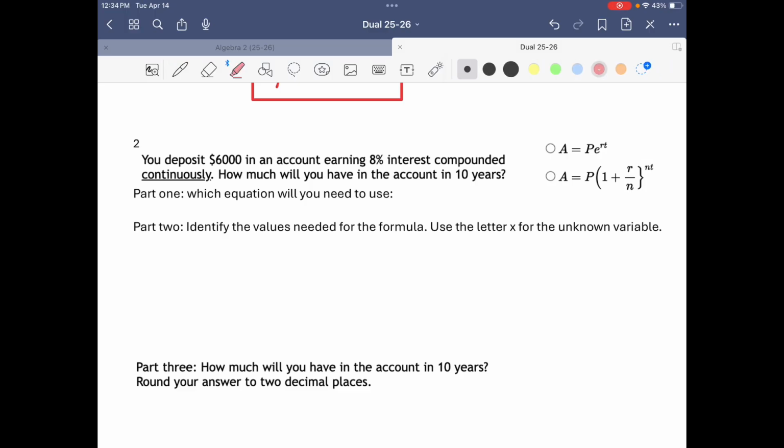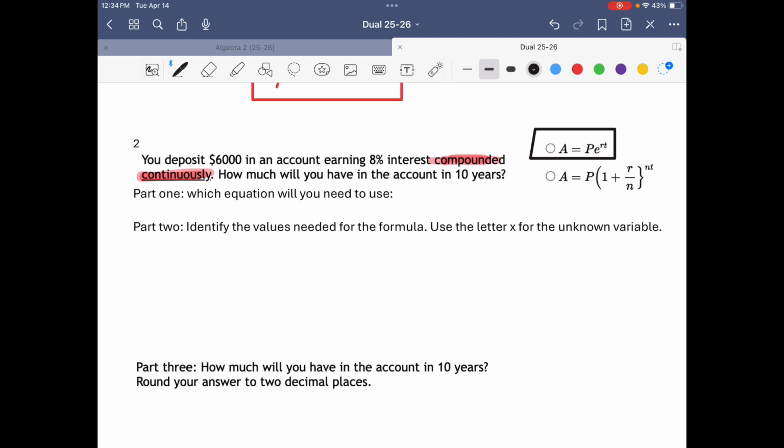Now, compounded continuously, that's gonna be the first formula. This one. Okay, that's compounded continuously. How much are you gonna have in the account after 10 years? Which formula you're gonna use? That's the one I already told you.